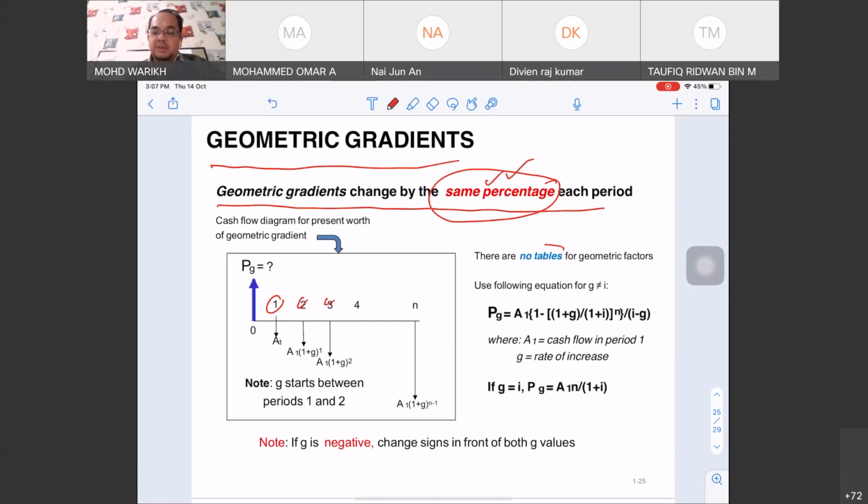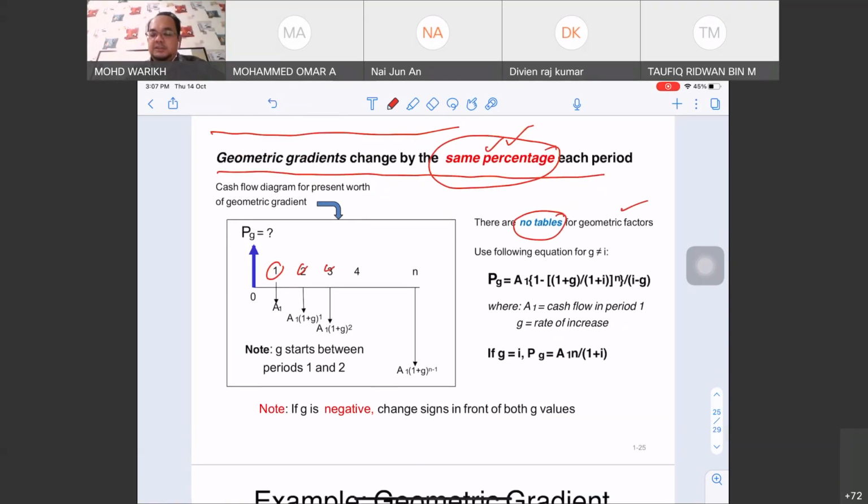So there are no tables for the geometric gradient. If g is not equal to i, you can use this formula. If g equals i, just use the simple formula, g over i. But that is rare, we seldom give g equal to i. So you have to use this formula. Please make sure that you are very familiar with this formula.